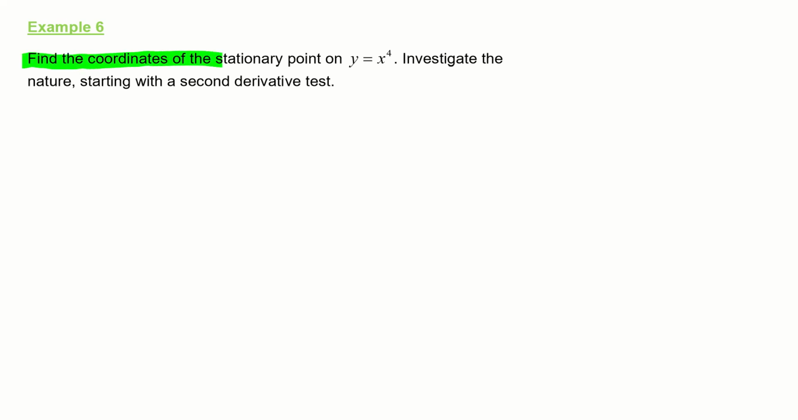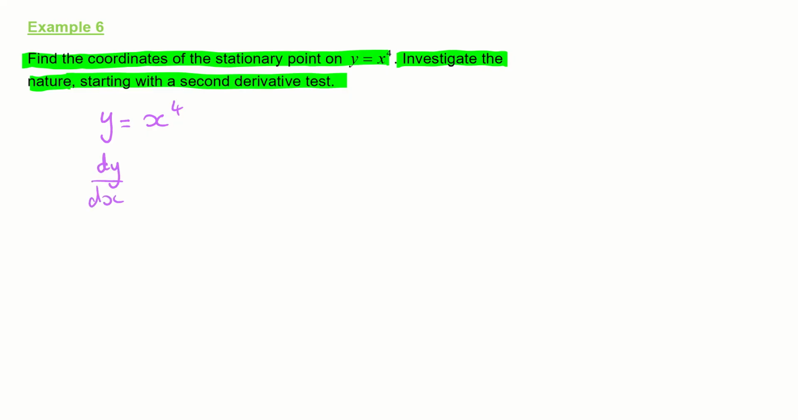Find the coordinates of the stationary point on y equals x to the 4. Investigate the nature, starting with the second derivative test. So if we have y equals x to the 4, then the first derivative, dy dx, would be 4x cubed.